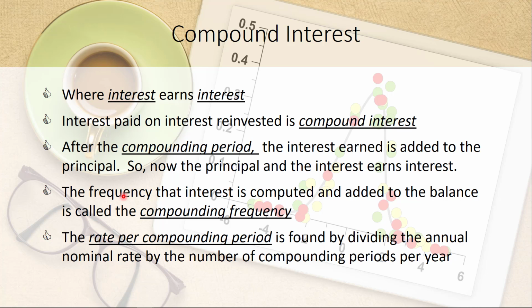The frequency at which this occurs is called a compounding frequency, and we will call it M. And the rate per compounding period is found by taking the actual annual interest rate and dividing it by the compounding frequency, or the number of compounding periods per year.